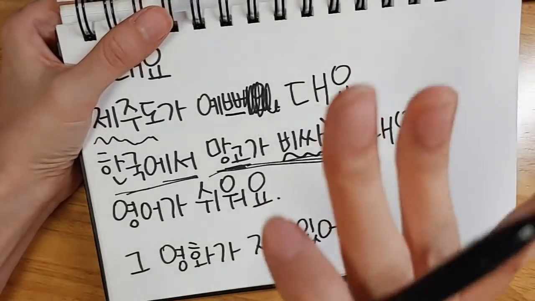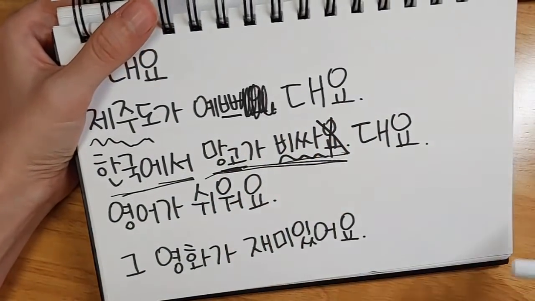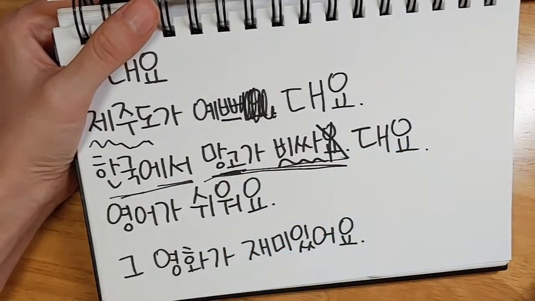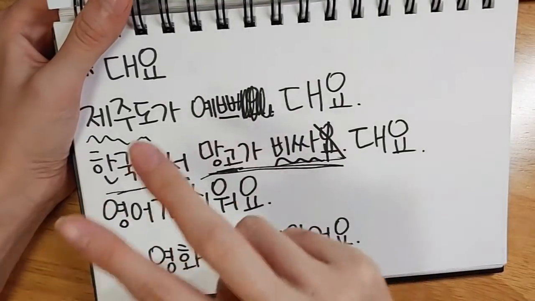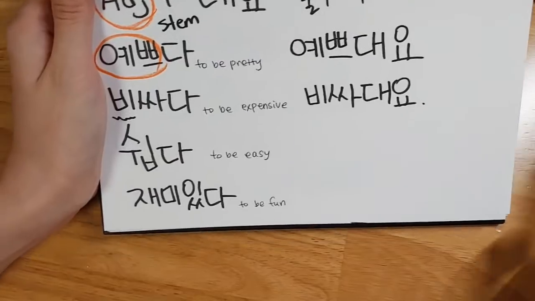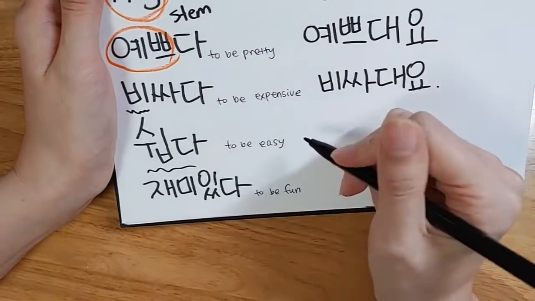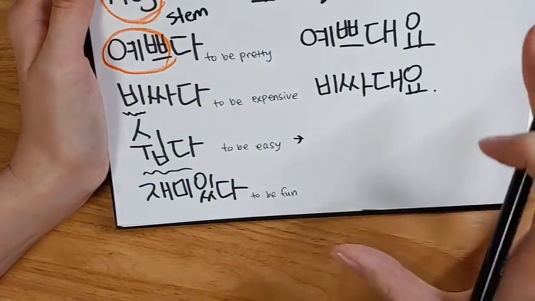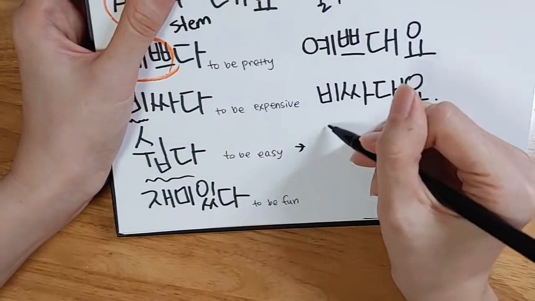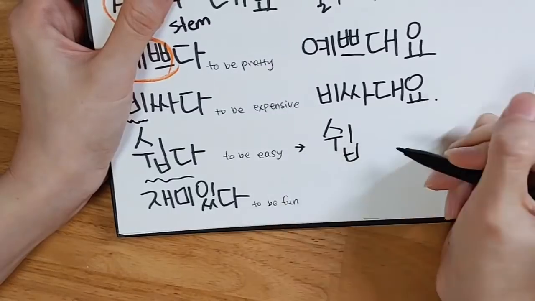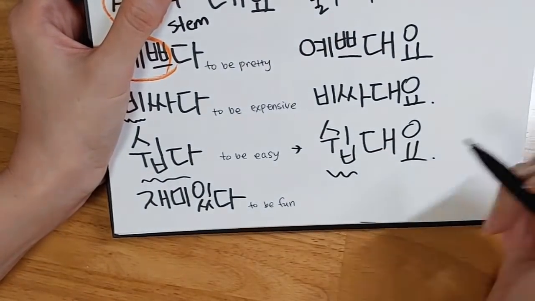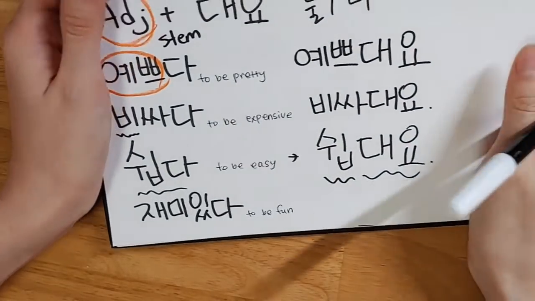I hear mango. Sorry, I keep saying mango because of the way it's pronounced in Korean. It's mango in English, right? Mango is expensive in Korea. So that's how you can say it. And 쉽다 as well. If you want to say I hear something is easy, you can say 쉽대요. Just take out the stem and put 대요. 쉽대요.